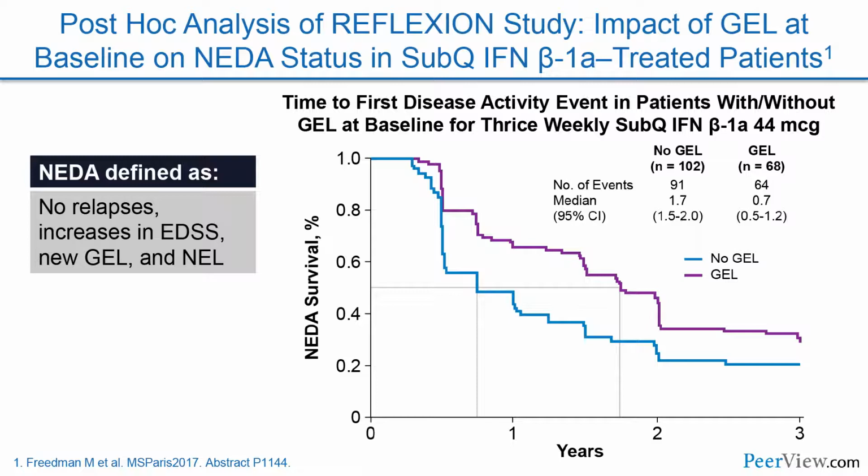At the 7th Joint ECTRIMS-ACTRIMS meeting, Dr. Friedman and colleagues presented the results of a post hoc analysis of the REFLEXION study. The results of this analysis showed the presence of baseline GAD lesions was associated with a lower chance of remaining NEDA 3 after a 3-month MRI compared to those who had no GAD at their baseline. In addition, early treatment with SubQ interferon beta 1A was associated with a higher chance of achieving NEDA 3 beyond the 3-month MRI as compared to the delayed treatment arm, regardless of baseline MRI GAD status.